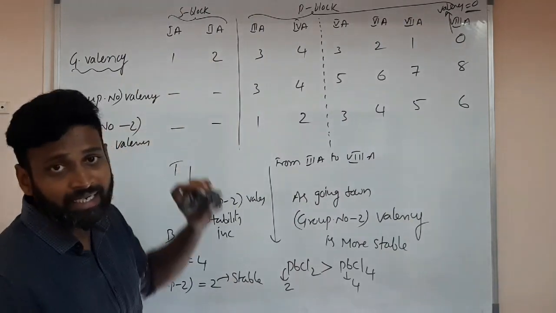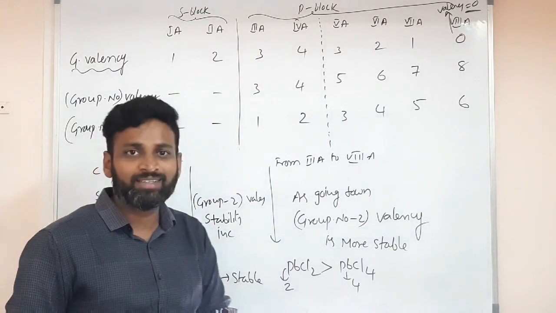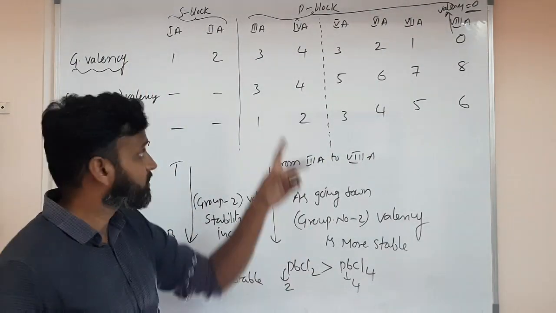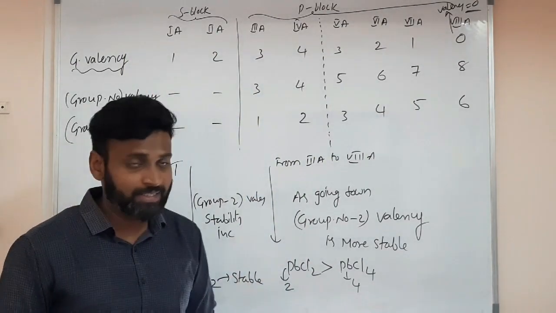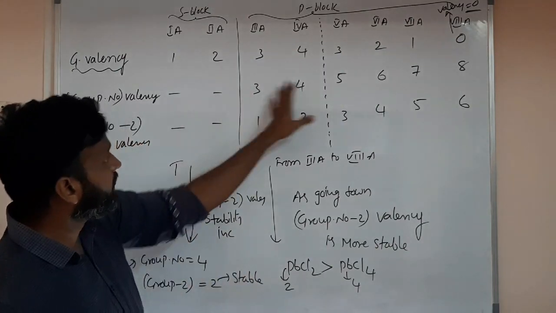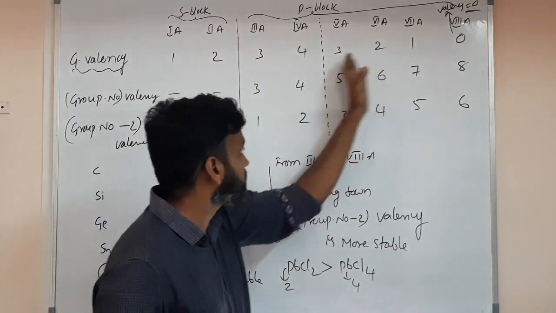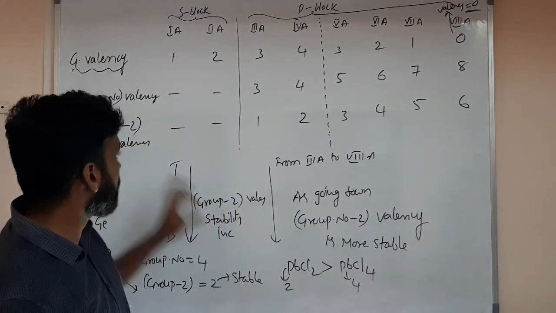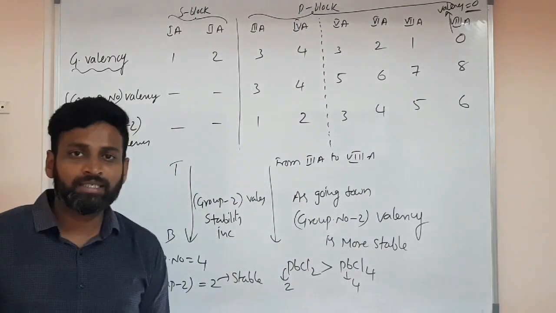But in 1A and 2A, luckily there is only one kind of valency. There is no change. Hydrogen 1. Alkali metals always have valency 1. 2A group elements always have valency 2. Okay. The remaining exhibit these general valencies along with those 2 more valencies. But as we go down, group number minus 2 valency is more stable.